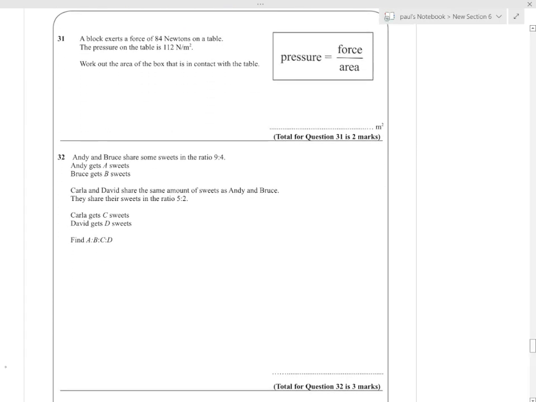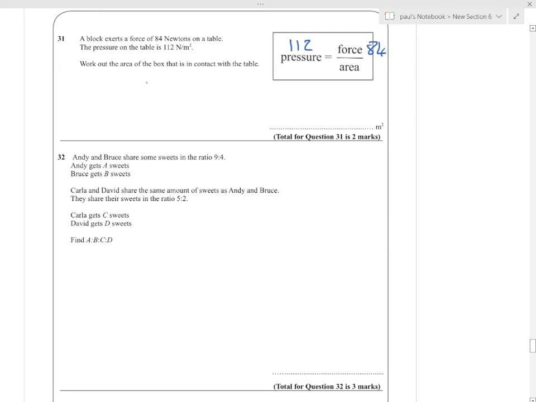Alright, we're going here. A block exerts, they've given us this, 84 newtons on the table. So that bit's 84. And the pressure is 112. Work out the area. So we just have to rearrange this, haven't we?